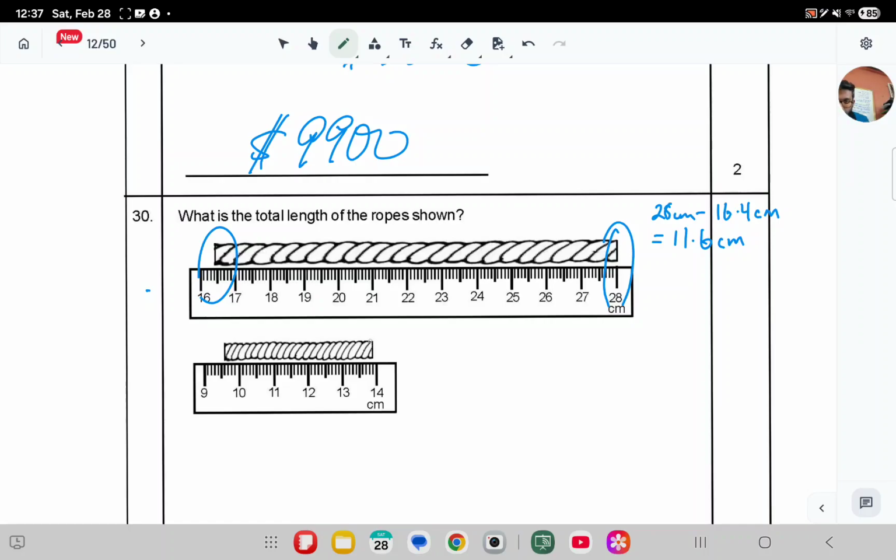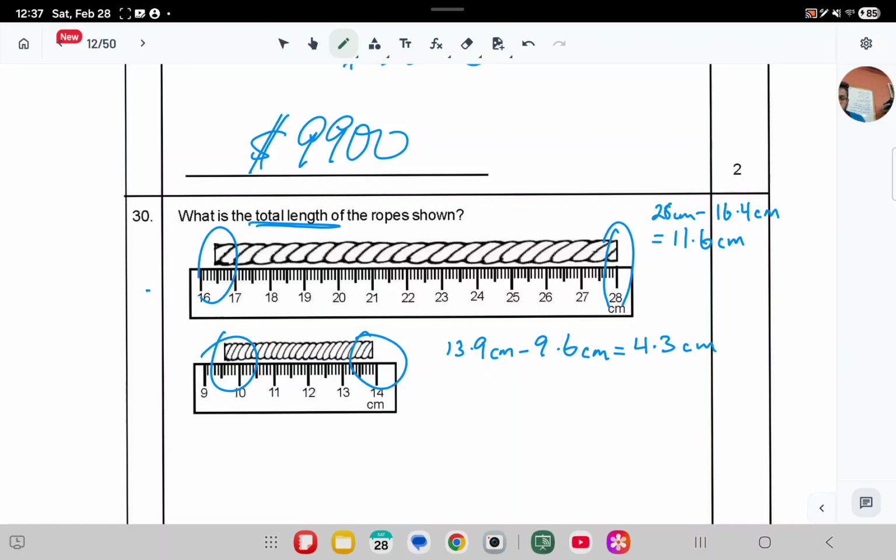Now we can calculate the length of this piece here, doing the same procedure. So 13.9 centimeters subtract 9.6 centimeters. That will give us 4.3 centimeters.